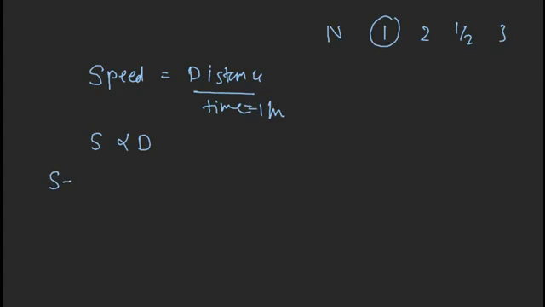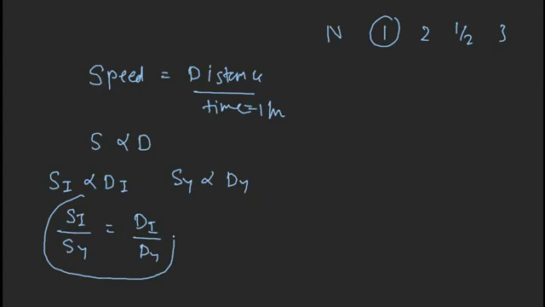Now my speed is si and my distance is di, and your speed is sy and your distance is dy. So si upon sy would be equal to di upon dy. This relation is going to hold true for any value of time, because time is ultimately constant, and from this proportionality we are getting this result, and this indeed is an interesting and important one too.